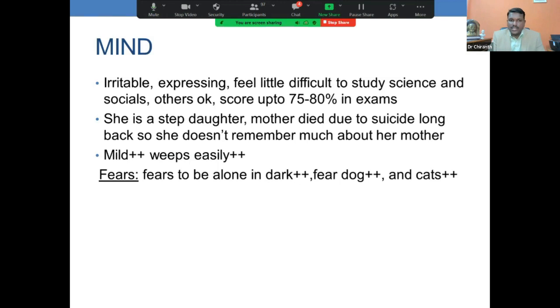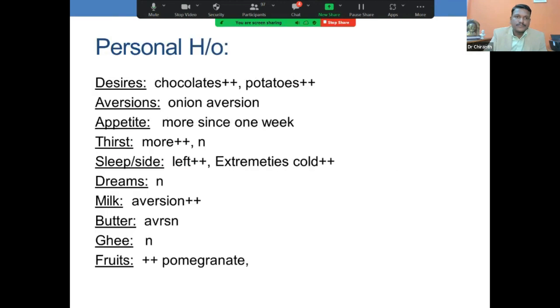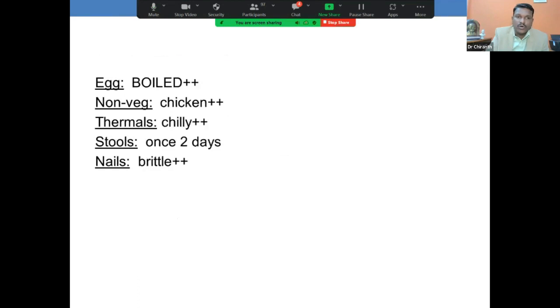She was mild, weeping easily. She had fear of dark, dogs, and cats. And looking into her personal history, she had desire for chocolates, potatoes, and onion aversion. And since 1 week, she had increased appetite. Thirst was also more, and she was sleeping on her left side, extremities cold. Aversion to milk and butter, and among fruits, she liked pomegranate. She loved boiled eggs, chicken, and she was chilly. Motion once in 2 days, and nails were brittle.